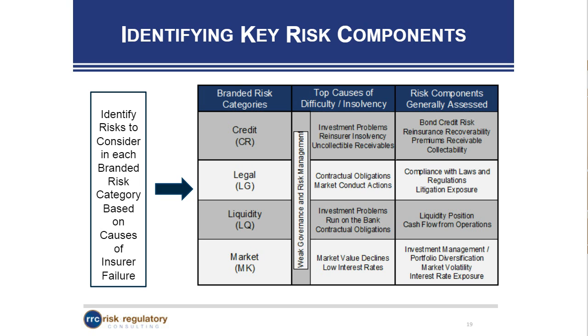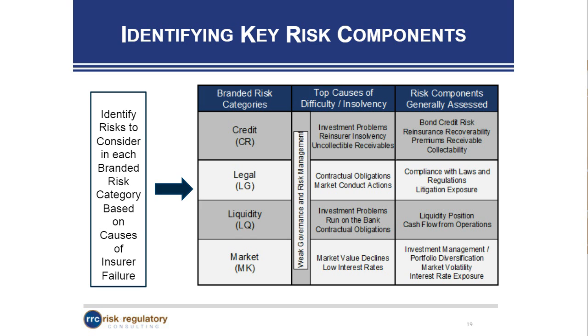Or uncollected receivables. Typically, one of the largest receivables on the balance sheet is agents' balances or premiums receivable, but there's also companies that have huge intercompany receivables and other receivables that if you identify those as significant, you would think about looking at. So what we've done on this slide is just mapped the causes of an insurer insolvency to the branded risk.